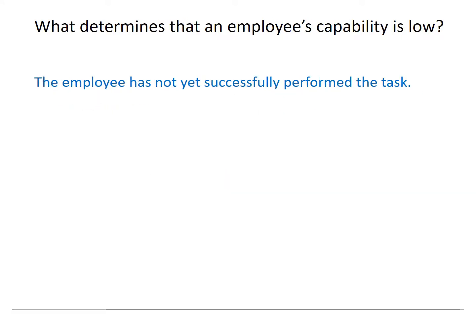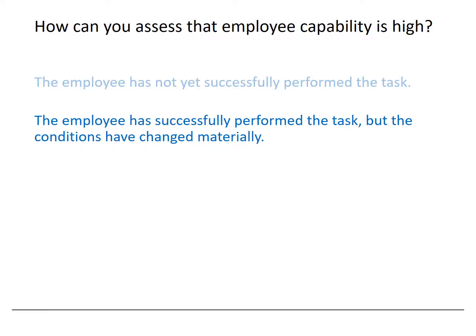So, that introduces the question of exactly how we determine that an employee's capability is low. This is the opposite of our discussion in the last module, so we can logically assume the answer is opposite of what we found in the last module, and that's true. We know an employee's capability is low when we know that the person has never yet successfully performed the task. But there's also another condition that would make an employee's capability low. That would be when the employee has successfully performed the task in the past, but the conditions have materially changed or are materially different.